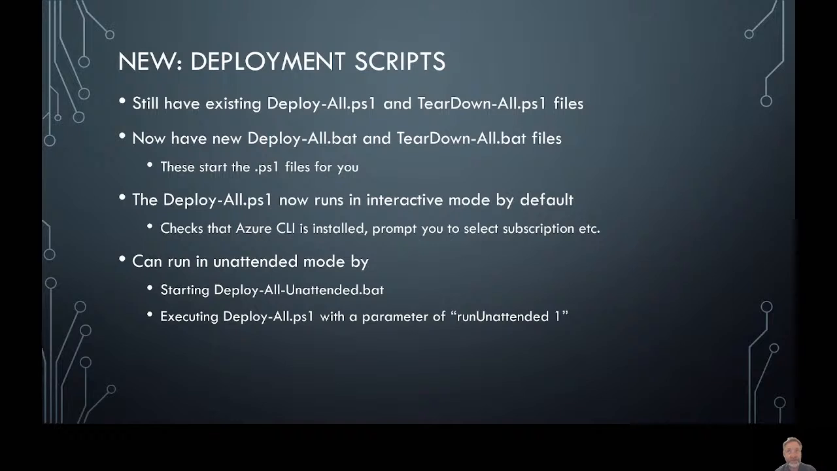One of the issues that we found is that if you're not familiar with the Azure CLI, you could have selected a subscription you hadn't intended to select. And so when you run these files, it will start deploying to the wrong subscription, which can be problematic. So what we've done now is there's a new deploy all.bat file and tear down all.bat file, and they will run the PS1 files for you.